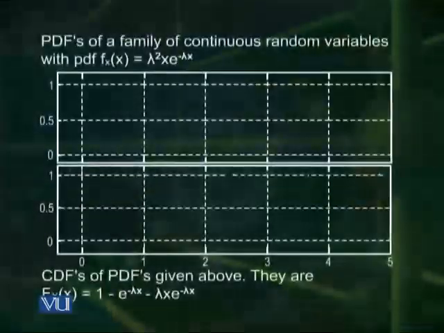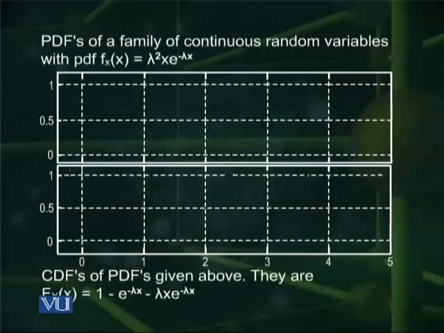The total area under the PDF should be 1, so k should be lambda square. Then the total area under the curve will be lambda square times the area under the expression x e raised to power minus lambda x, which is 1 over lambda square. They cancel out and you get a total area of 1. So this class of continuously distributed random variables assumes values in the positive real line, and the PDF expression is lambda square times x times e raised to power minus lambda x.